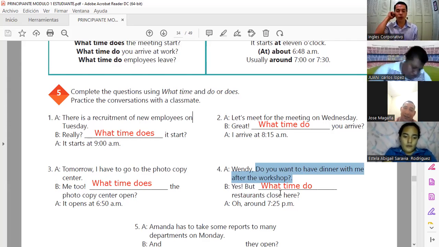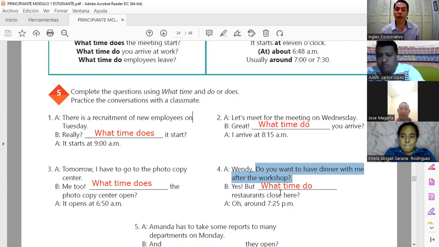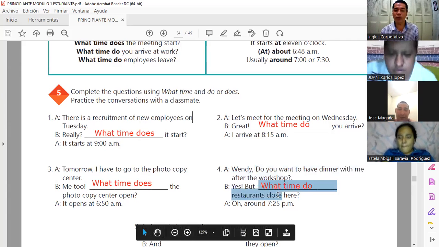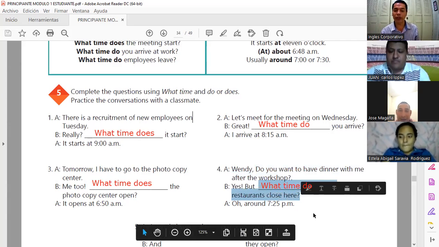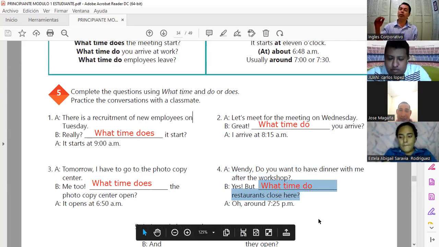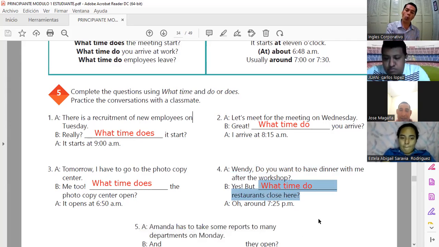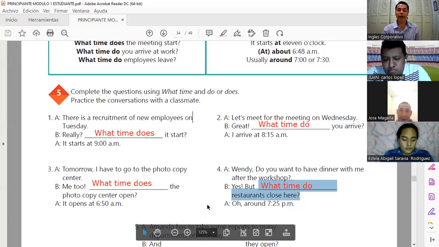Ah, okay. Okay, good. So let's continue with the intonation. And when I say, what time do restaurants close here? The intonation is down, you know? Down, falling intonation. Raising intonation: Do you want to have dinner with me after the workshop? Falling intonation: What time do restaurants close here? Okay, and let's go to number 5.